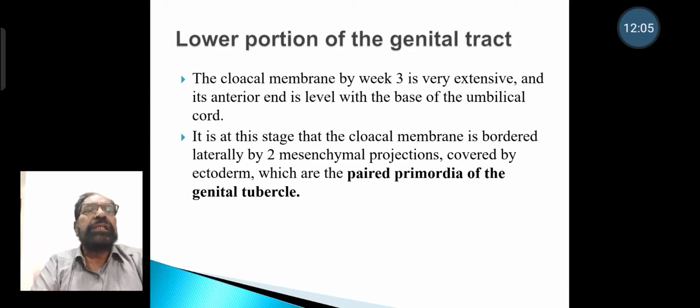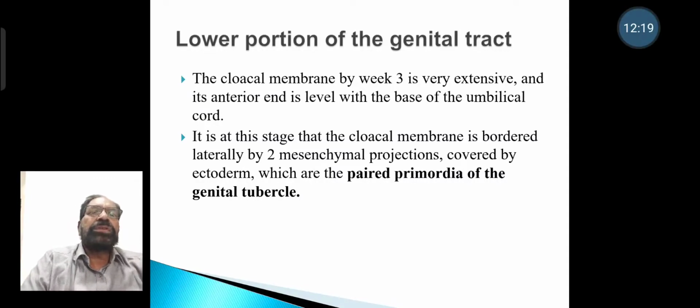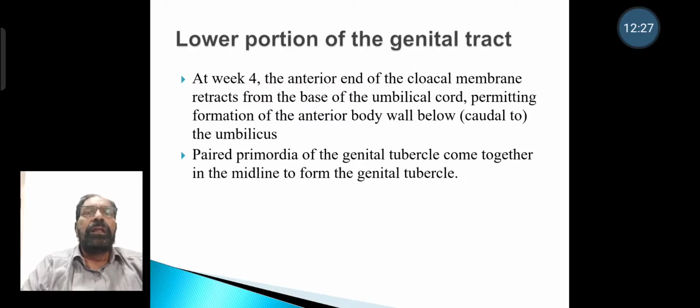The cloacal membrane by week 3 is very extensive and its anterior end is level with the base of the umbilical cord. It is at this stage that the cloacal membrane is bordered laterally by two mesenchymal projections covered by ectoderm, which are the paired primordia of the genital tubercle. At week 4, the anterior end of the cloacal membrane retracts from the base of the umbilical cord, permitting formation of the anterior body wall below the umbilicus. The paired primordia of the genital tubercle come together in the midline to form the genital tubercle.